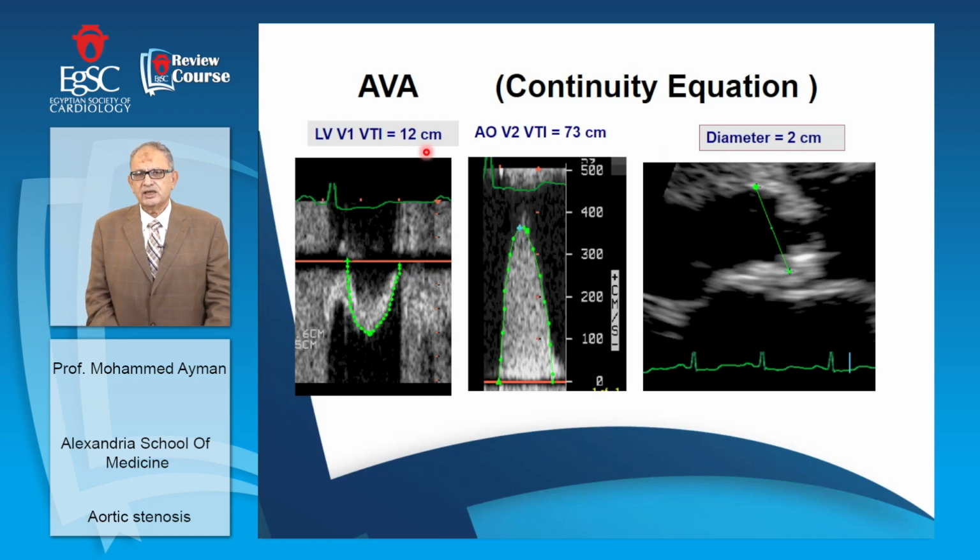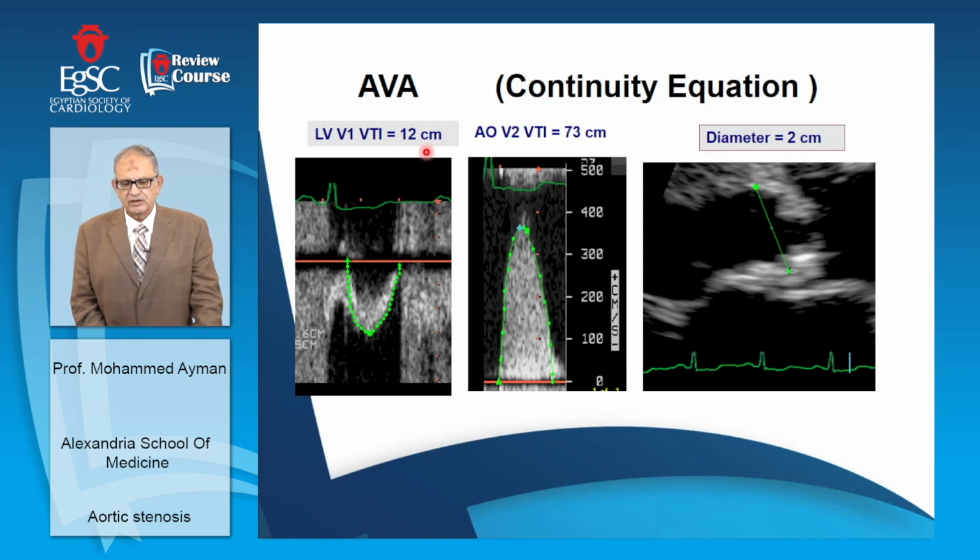Then how can we calculate the aortic valve area? The aortic valve area, we can get it from the 2D by the use of the continuity equation. We apply the continuity equation. First of all, we are going to use a pulsed Doppler wave to get the time velocity integral of the left ventricular outflow tract, and CW across the aortic valve, we get the velocity across the aortic valve, and we measure the left ventricular outflow tract diameter. We apply these 3 numbers, and the machine automatically is going to get the aortic valve area for you.